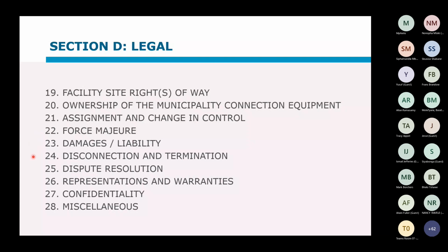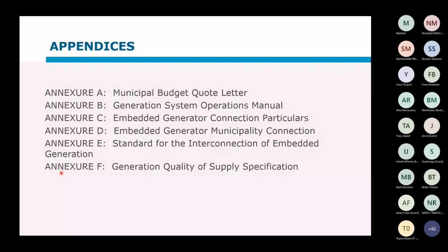Okay. Under which conditions can the point of supply be disconnected, the contract be terminated, and the rest is typical legal requirements. Then a little bit more interesting again, the appendices, and actually a municipal budget quote letter. I think that's just for future reference.